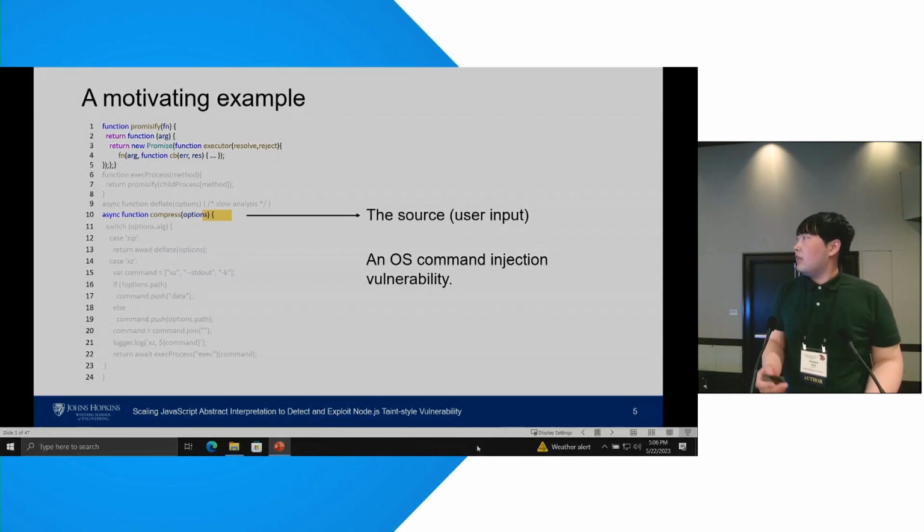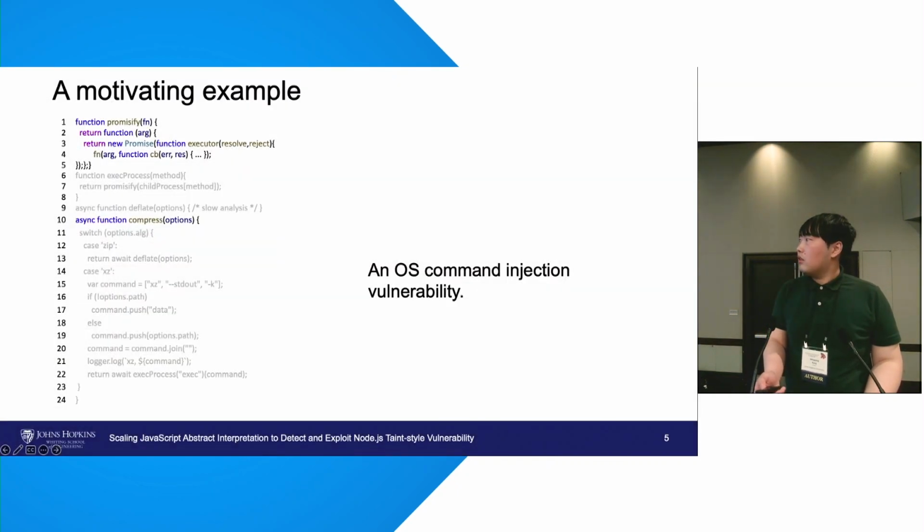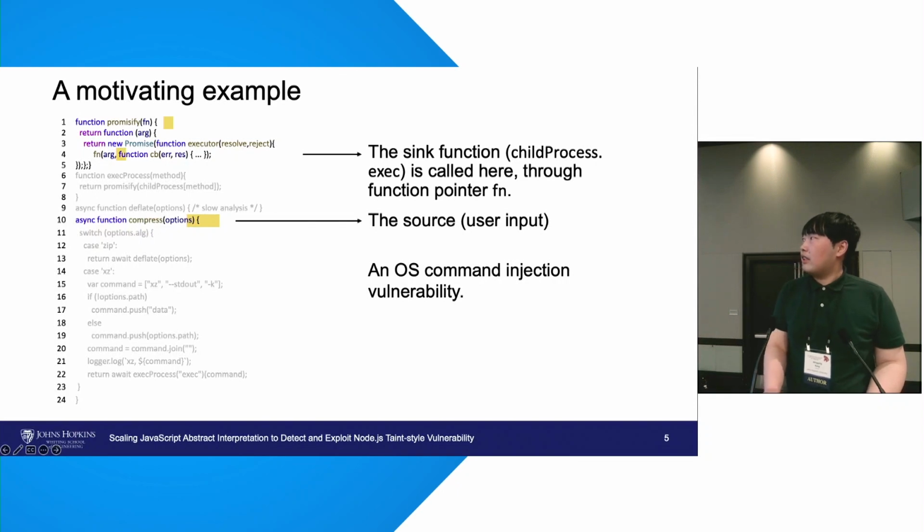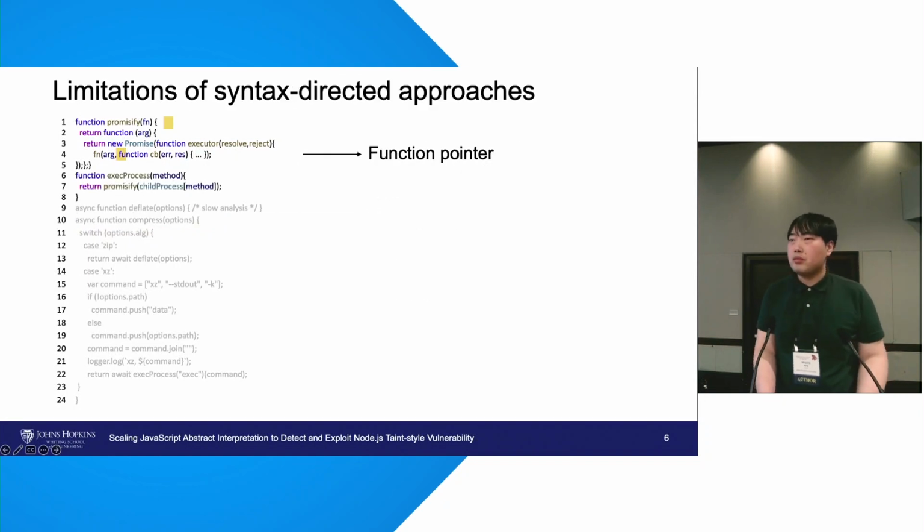The source is the parameter of the function compress. We assume that the attacker can control this variable. The sink is called at line 4, when fn is equal to child_process.exec. Here, fn is a function passed as a parameter of the function promisify, which is also called a function pointer.